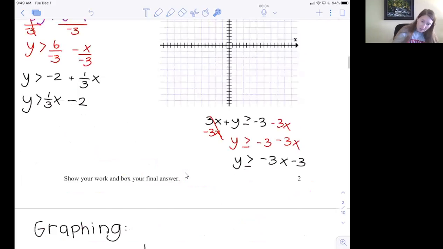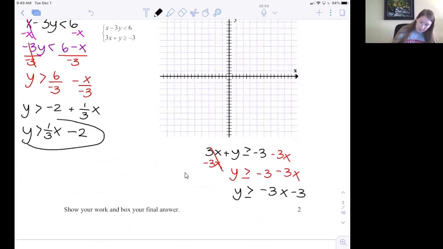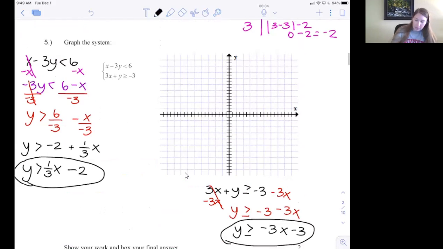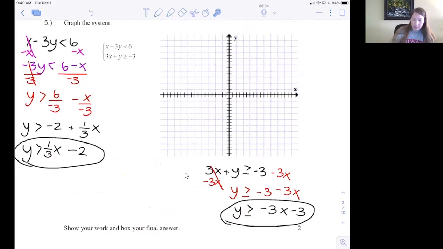So I've got this and this. So now I'm going to graph them. If you remember when graphing inequalities, the only difference is that if it's greater than or less than, it's a dotted line. And if it's greater than or equal to, it's a solid line. I don't know if you remember that or not. So for this one right here, I'm going to do first. It's going to be a dotted line because it's not equal to, it's just greater than.